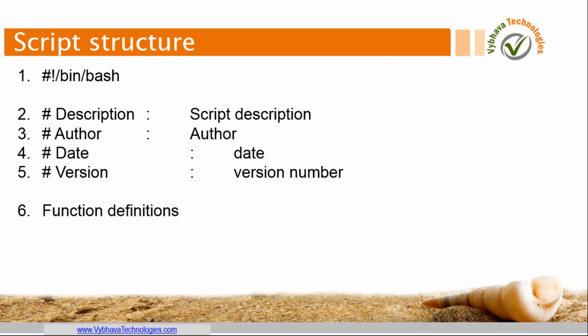Then you can define some functions in the shell. You can have some modules within the script, and then the program logic comes. Okay, so this is the structure of how we can make a shell script. You can add exit 0 at the end. It's not mandatory, but it's a best practice in creating the script.